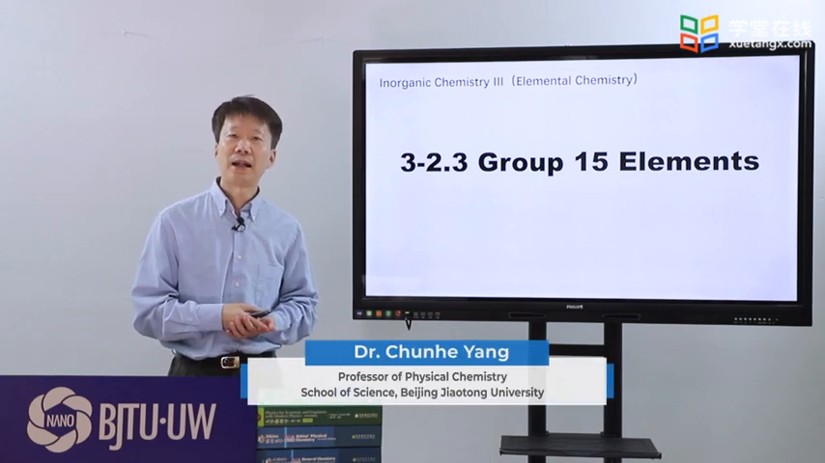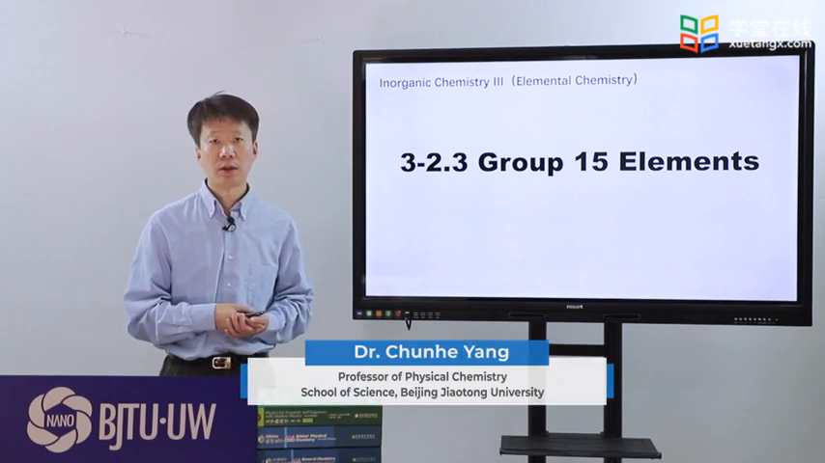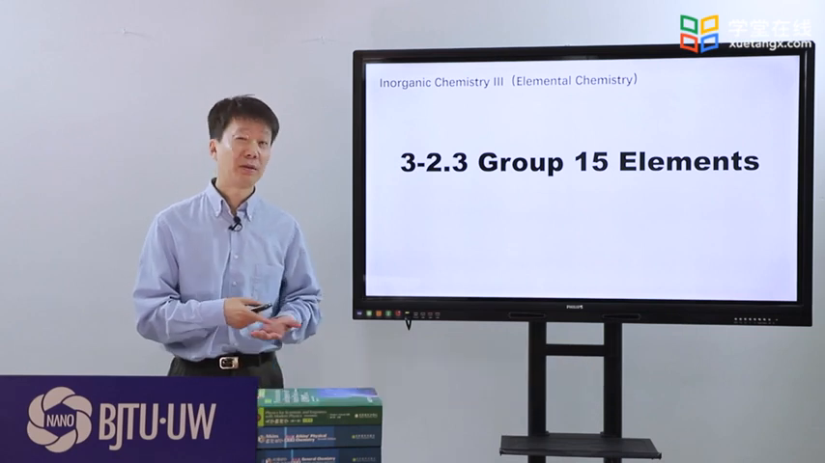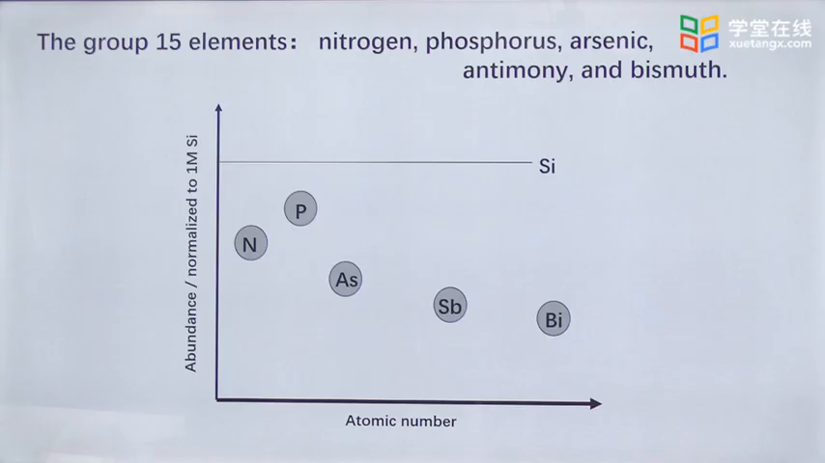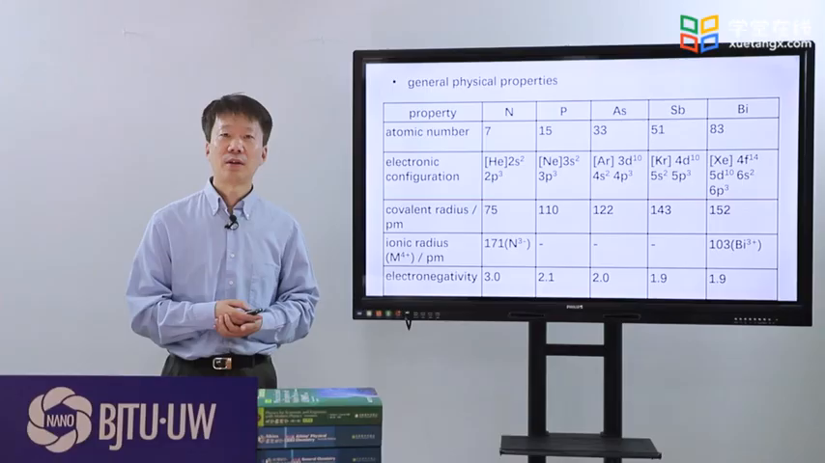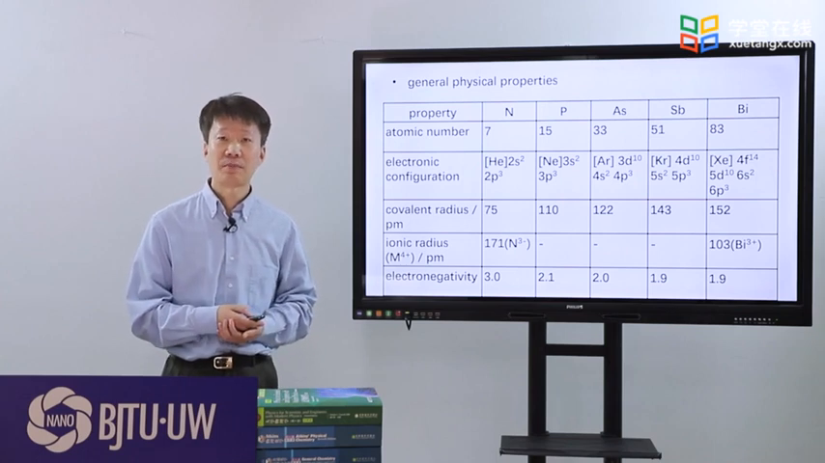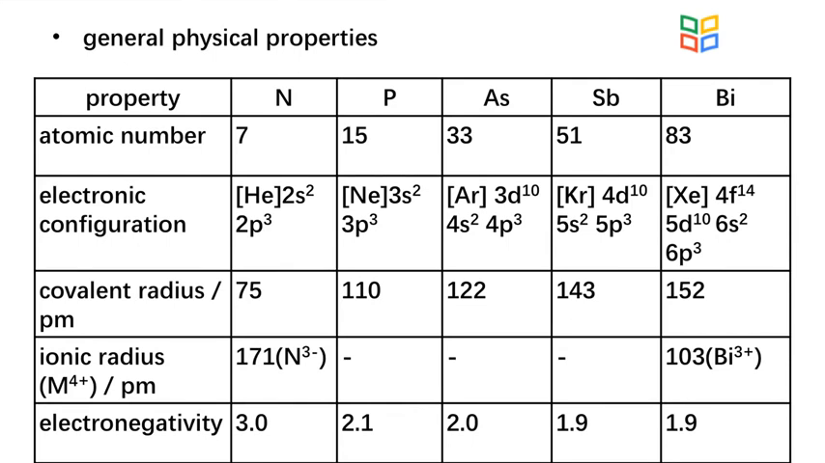The group 15 elements include nitrogen, phosphorus, arsenic, antimony, and bismuth. Although phosphorus is abundant on Earth, it is widely distributed, and enriched ores are rare. There are generally 5 valence electrons for each element. The covalent radius increases with the atomic number.